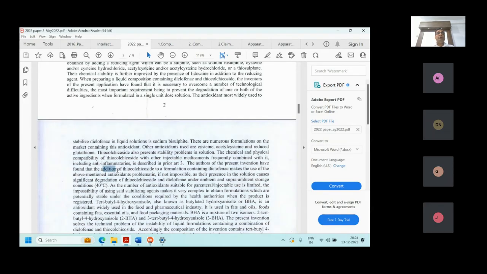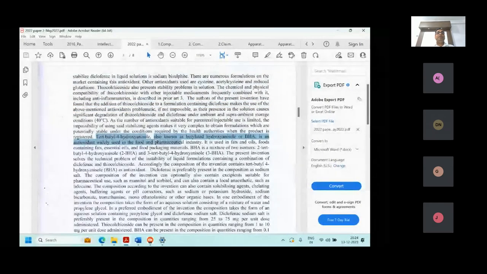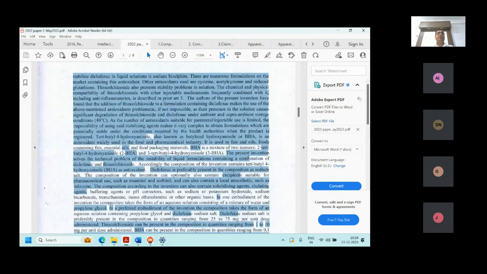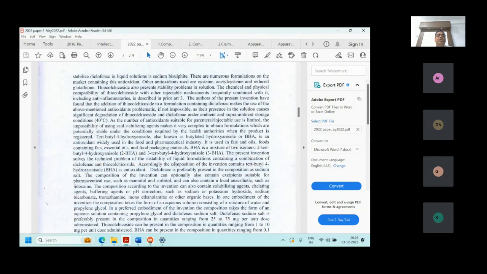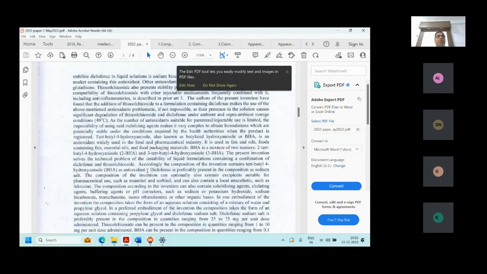Now they said the addition of thiocolchicoside to a formulation makes its use problematic. Still, you have not got the invention. Read on. It is not possible, as their presence in the solution causes significant degradation. Now, the present invention solves the technical problem of stability. Accordingly, the composition of the invention contains tert-butyl-4-hydroxyanisole, BHA, as an antioxidant. Then it says diclofenac is preferably present in the composition as sodium salt.